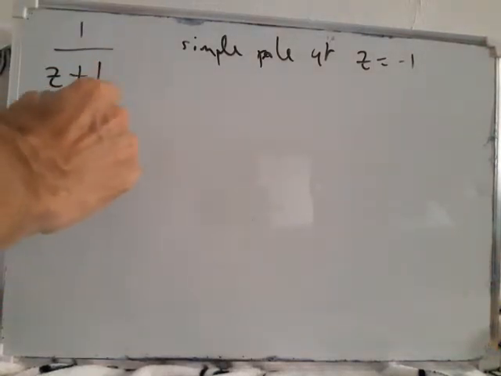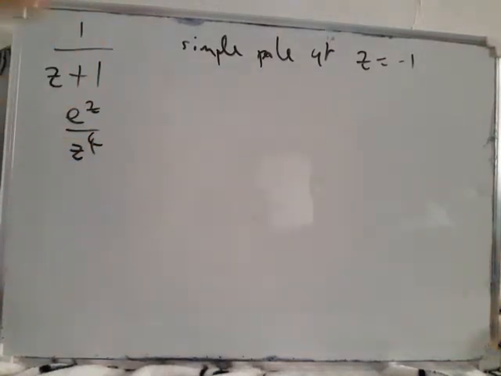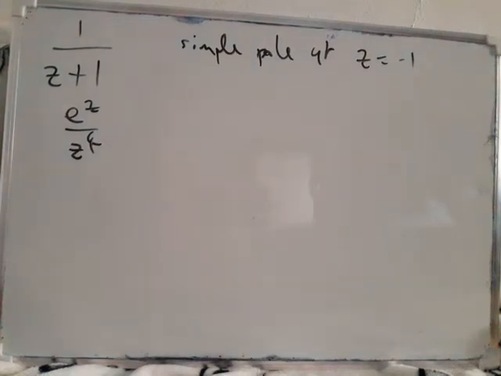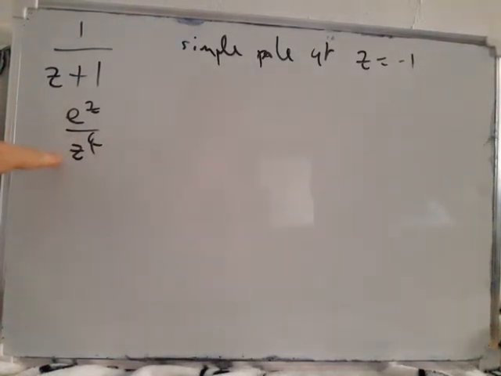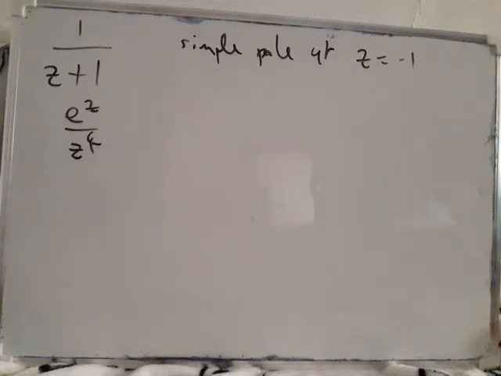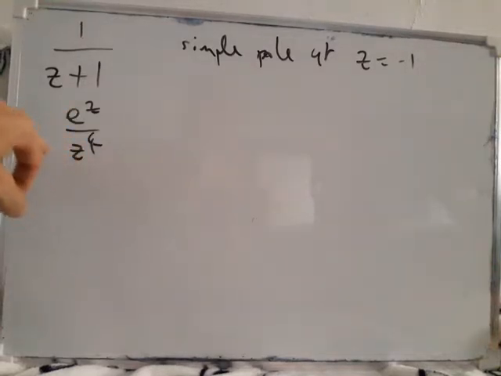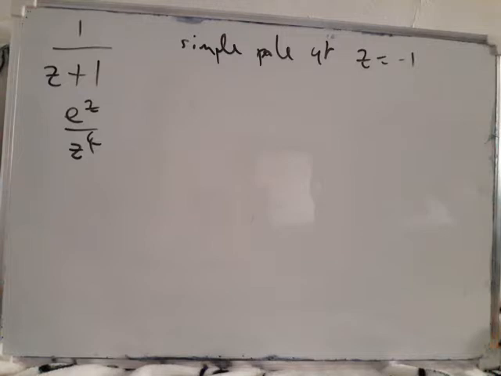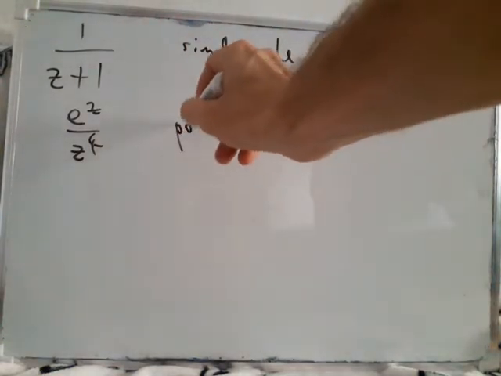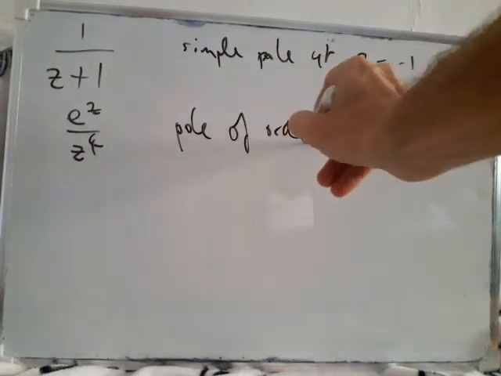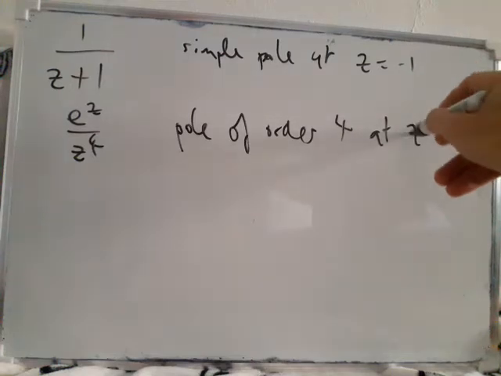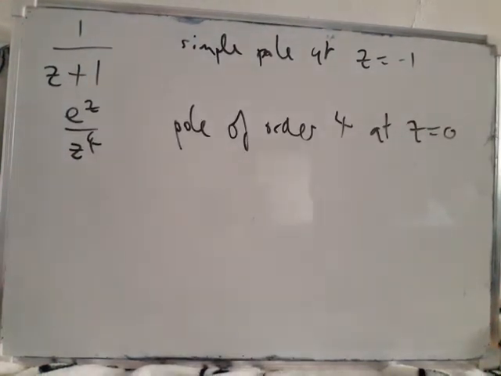e to the z over z to the 4. So obviously when z equals 0, this is 1 and this is 0 on the bottom. Clearly, this on the bottom is a 0 of order 4. You've got 1 over a 0 of order 4, that's a pole of order 4. So this is a pole of order 4 at z equals 0.